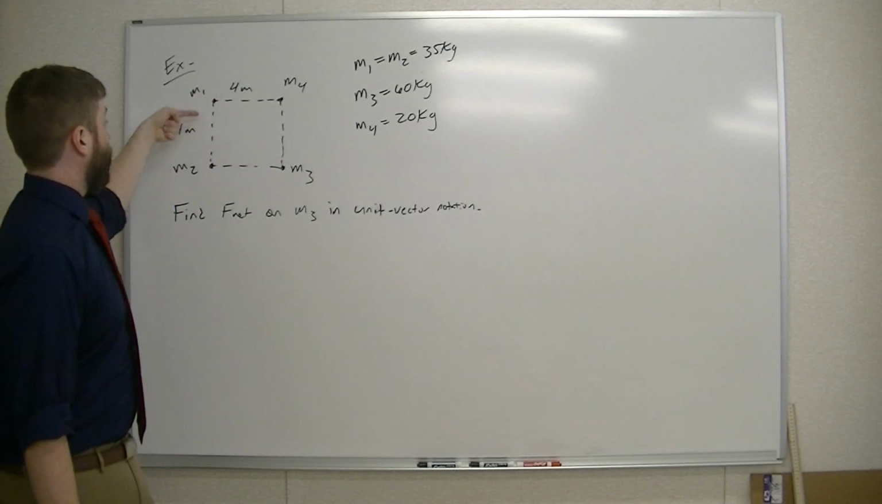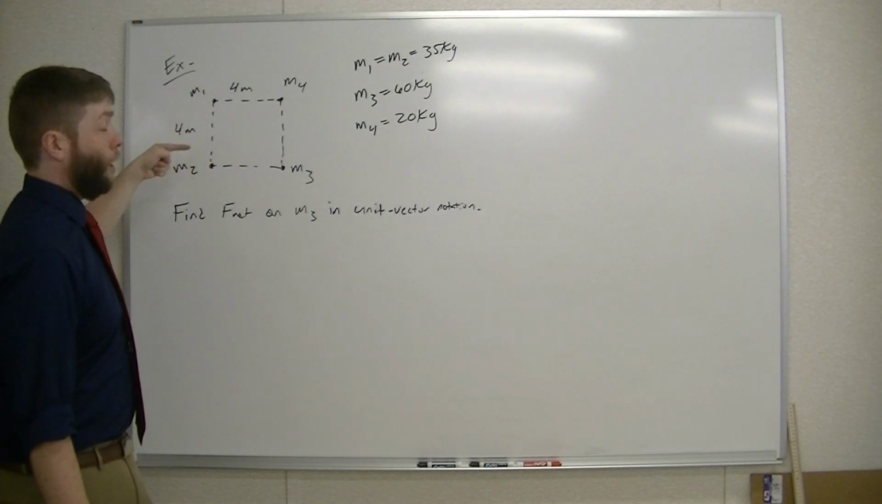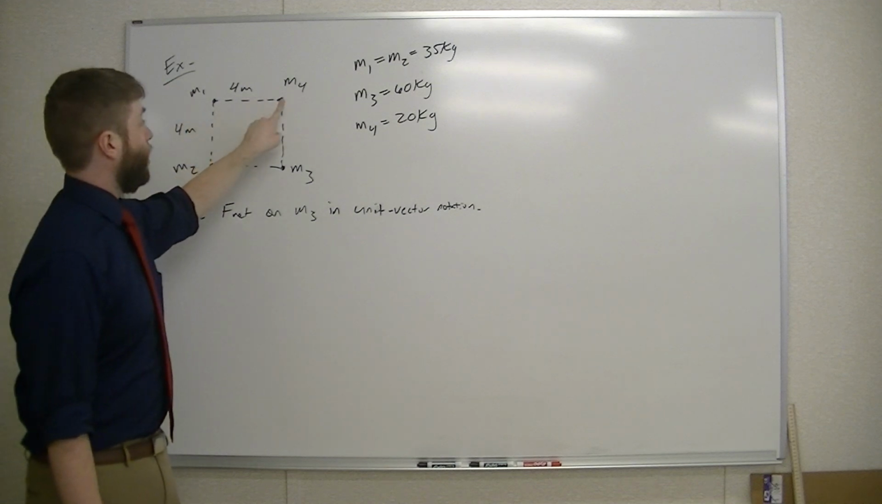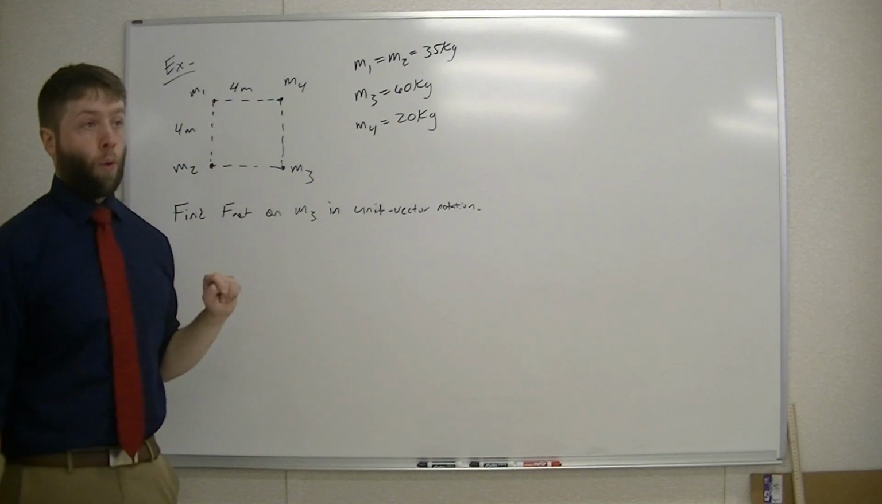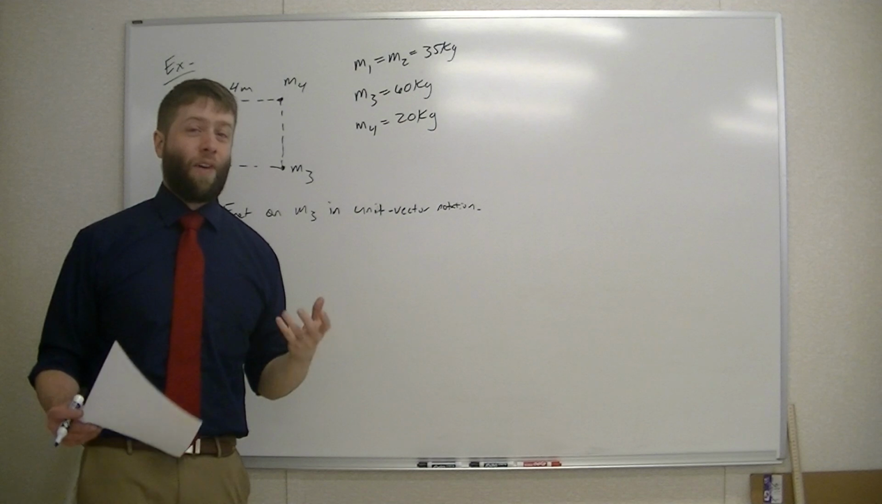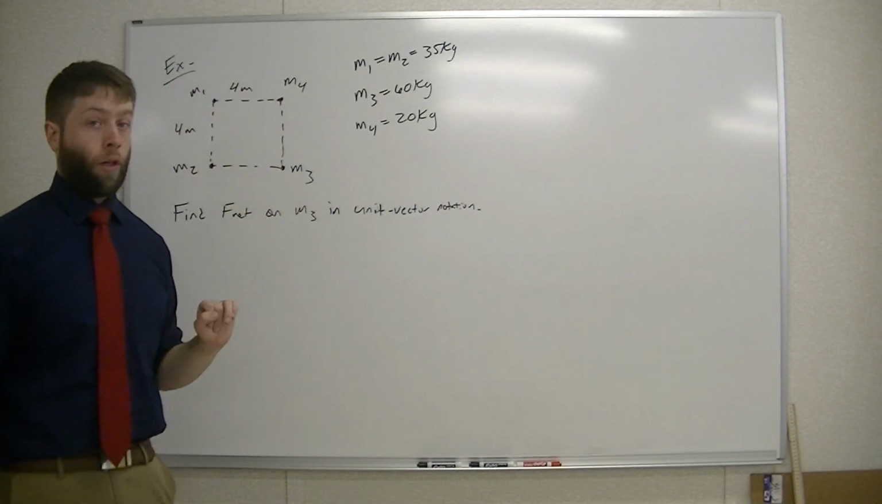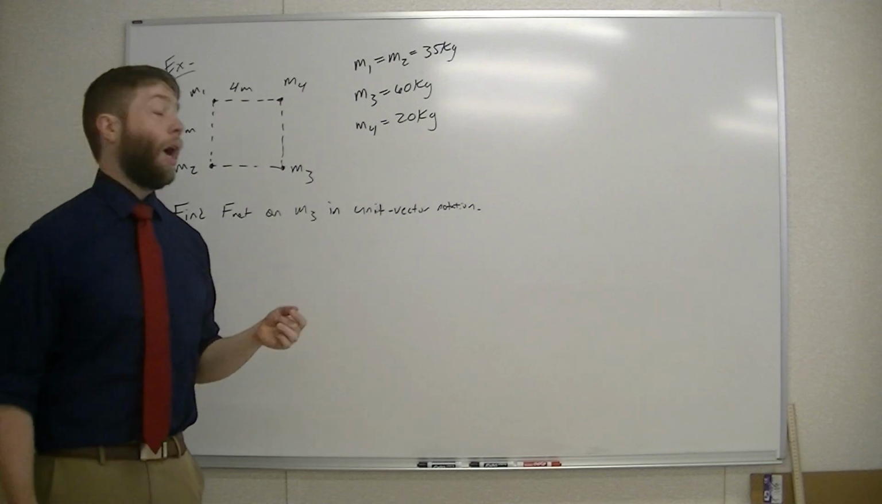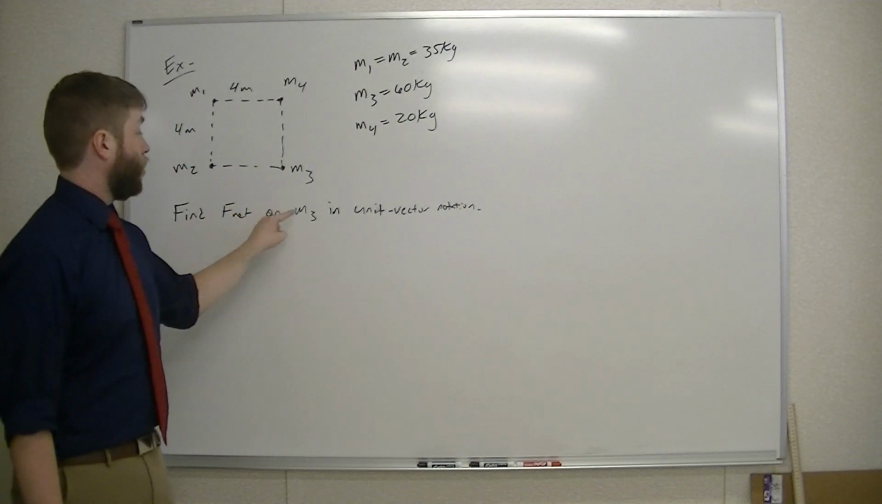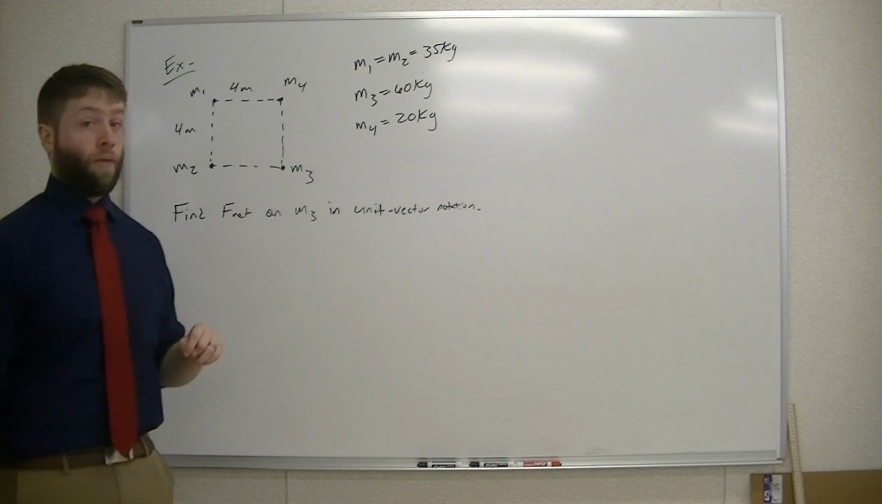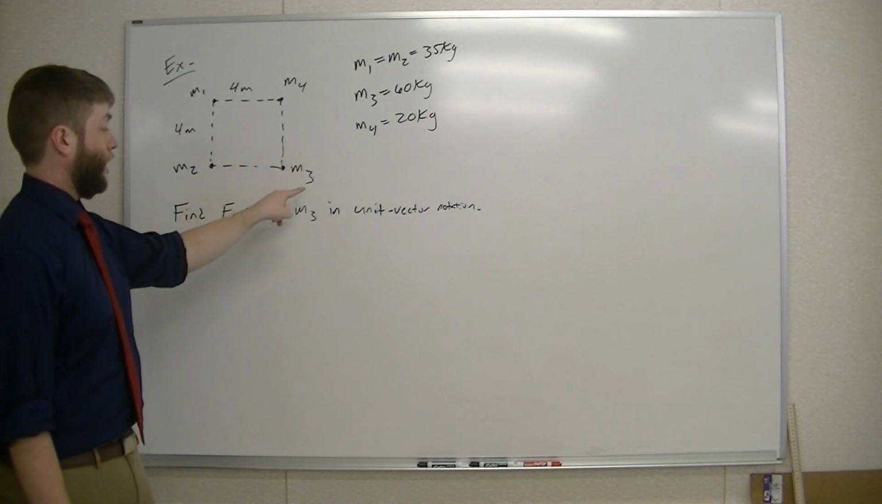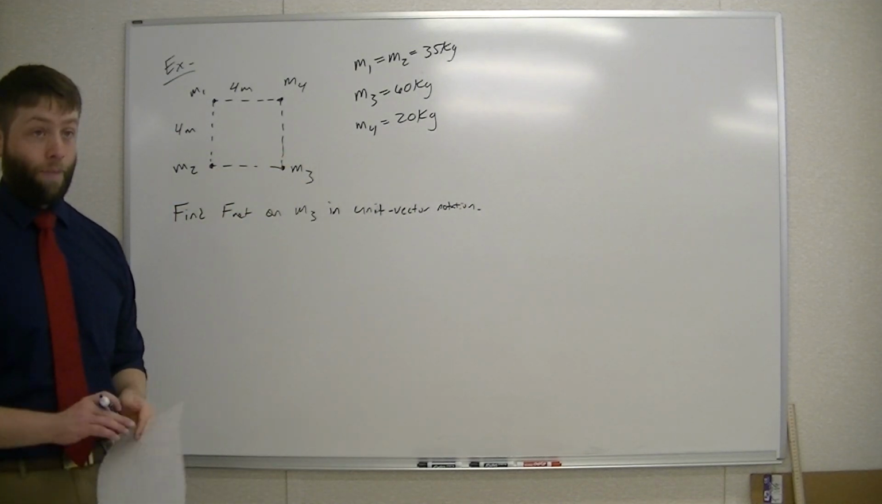The separation distance between M1 and M2 is 4 meters. The separation distance between M1 and M4 is 4 meters. So they're in kind of a square-like configuration with one mass at each one of the corners of the square. In this problem, we want to find the net force on M3 in unit vector notation. So we're trying to figure out the net force on that guy, okay?